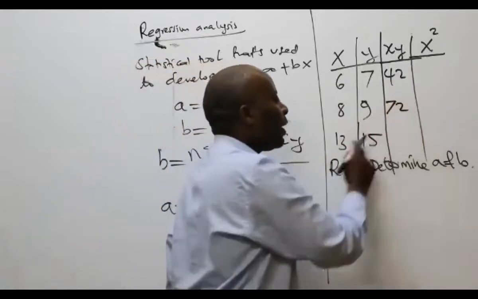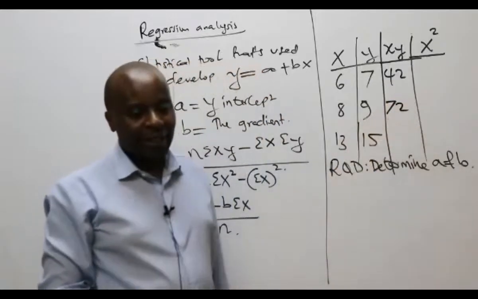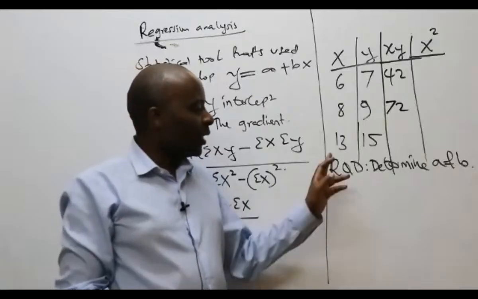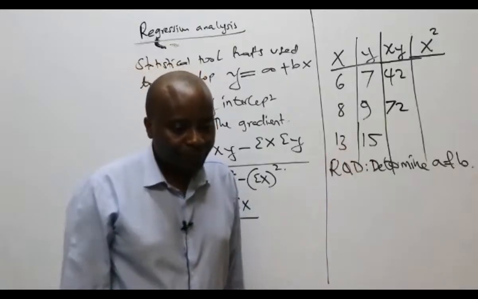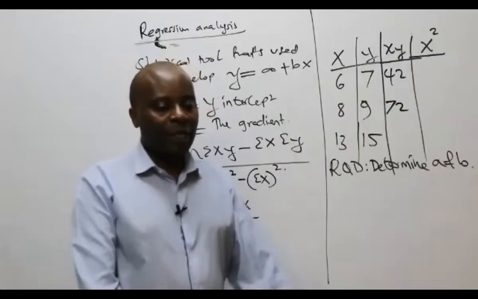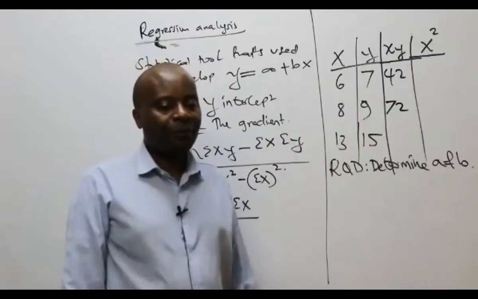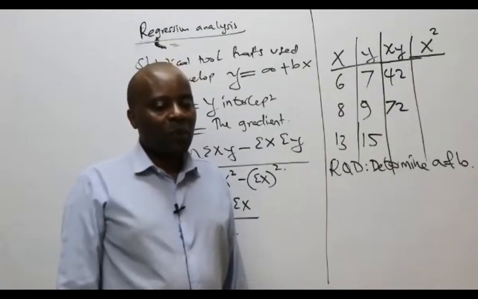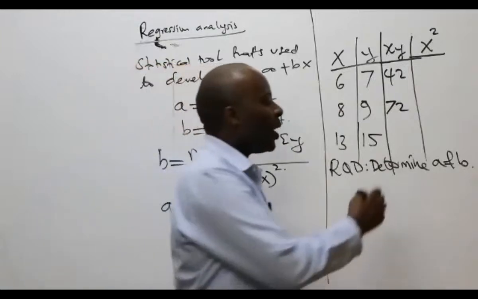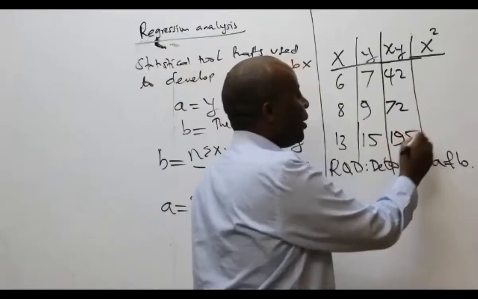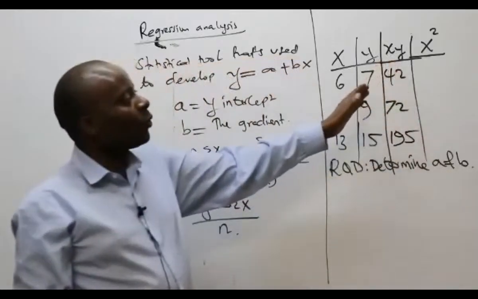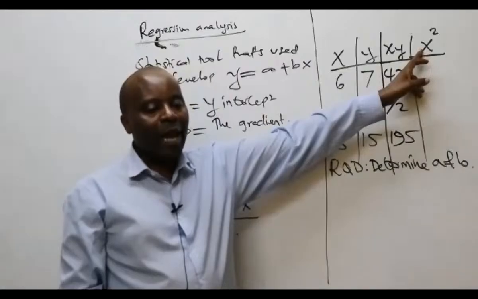72. This one for sure I don't know offered. The third one I don't know offered. 13 times 15 gives me what figure? Brian says 195. Once I do this column, I know that the next column is all about squaring x.